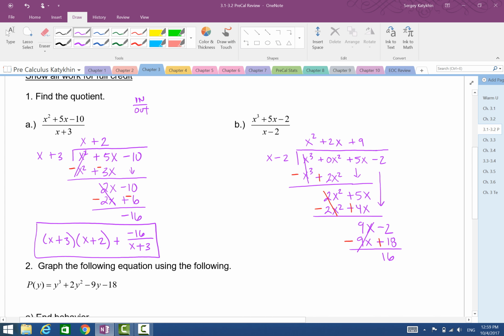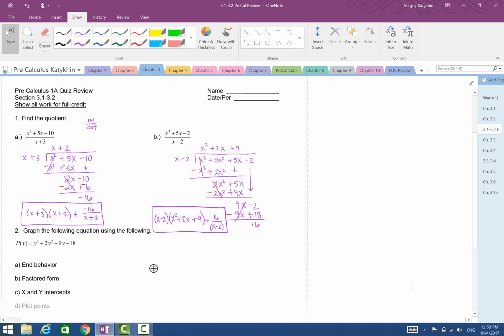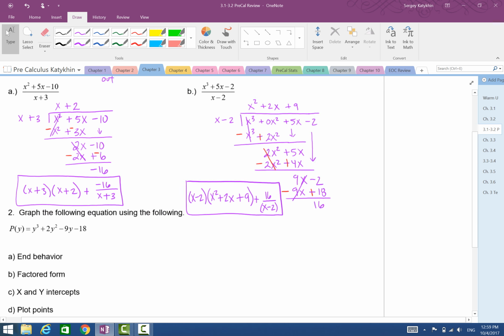So my answer is going to be x minus 2 times x squared plus 2x plus 9, plus the remainder, which is 16, divided by x minus 2. And that is going to be our answer for this problem, for letter B in example 1.